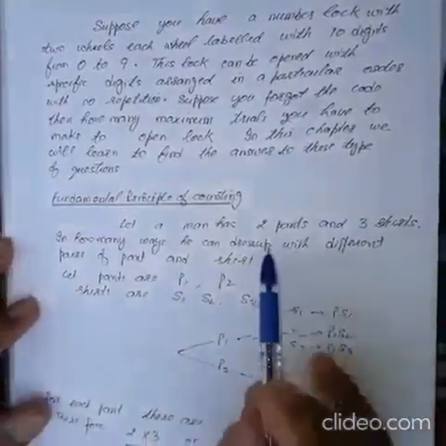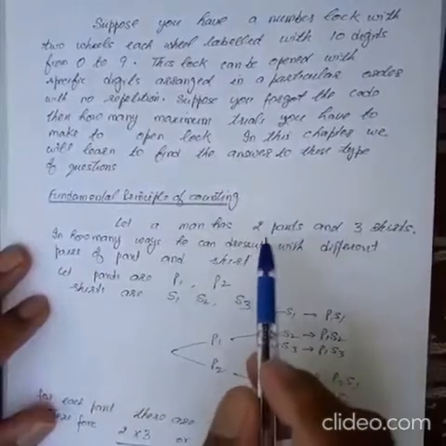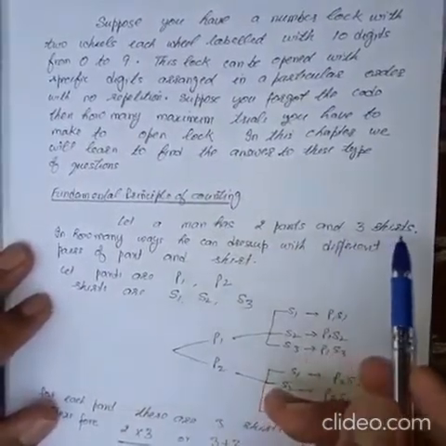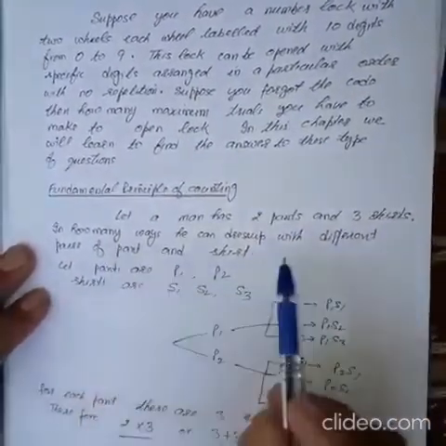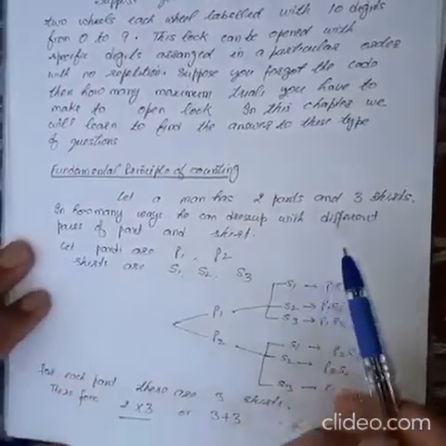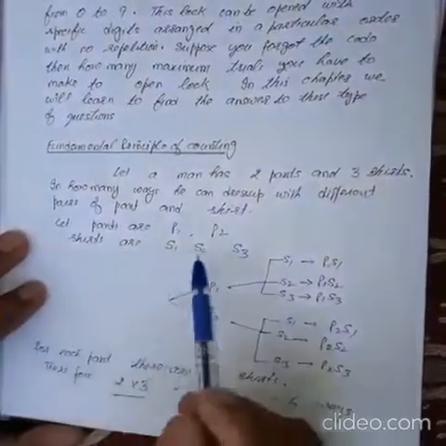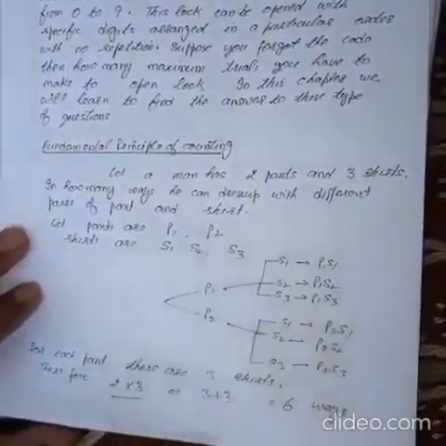To understand this, consider an example. A man has 2 pants and 3 shirts. In how many ways can he dress up with different pairs of pants and shirts? Now suppose the pants are P1 and P2. The shirts are S1, S2 and S3.